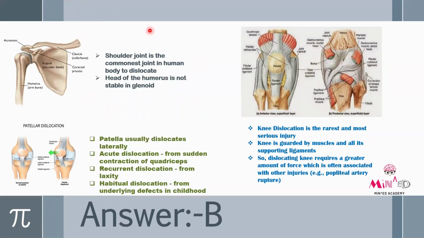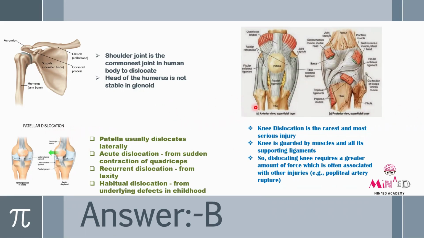So first we'll discuss the shoulder joint. Shoulder joint is the commonest joint in the human body to dislocate. Head of humerus is not stable in glenoid. Since the head is not stable, here muscle attachment is there, but it's quite unstable, so it's easy to dislocate. And patella usually dislocates laterally. Acute dislocation occurs from sudden contraction of quadriceps. Then recurrent dislocation is due to laxity, and habitual dislocation from underlying defects in childhood.